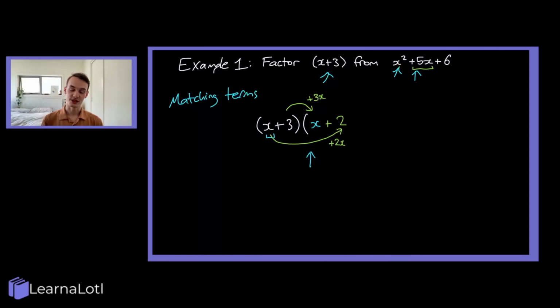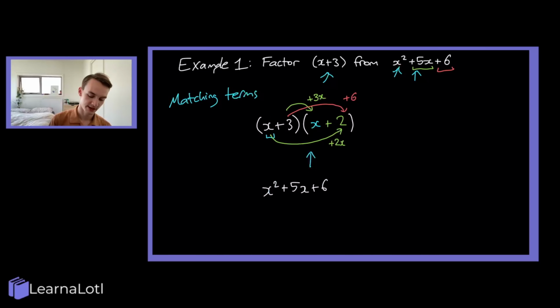But by introducing this 2, I have also introduced plus 3 times 2, so that's plus 6. And I actually do want a plus 6 in my polynomial. I can leave that and we're actually done. So there we go. We found that x squared plus 5x plus 6 is equal to x plus 3 times x plus 2.